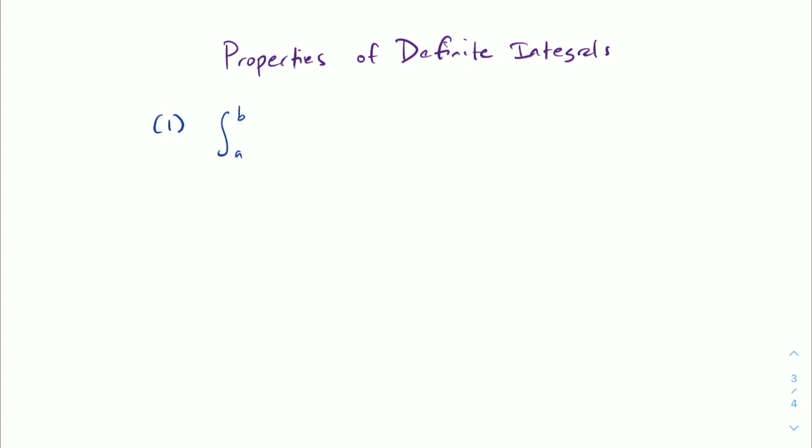So the definite integral of f plus or minus g, so a sum or difference of f and g, is equal to the definite integral of f plus or minus the definite integral of g. And the limits are going to be the same. So the integral of a sum is a sum of the integrals.